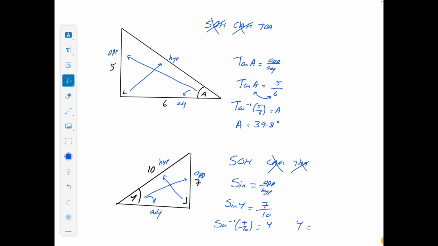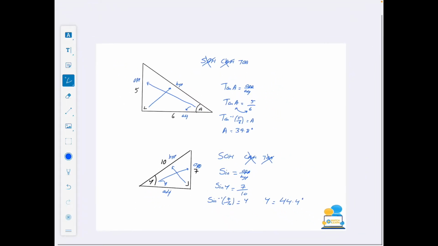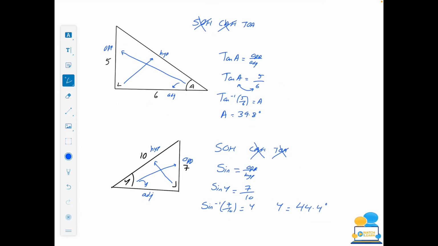So y is equal to, so I'm going to press shift, sine, you should see that minus 1 popping up in your calculator, 7 over 10, close the bracket and press the equal to sign, and I get 44.4 degrees. I just rounded that to 1 decimal place. It will tell you in the question how many decimal places it wants.